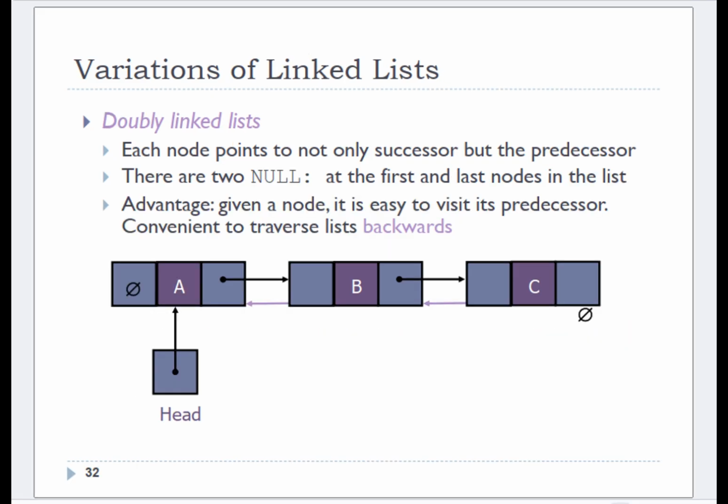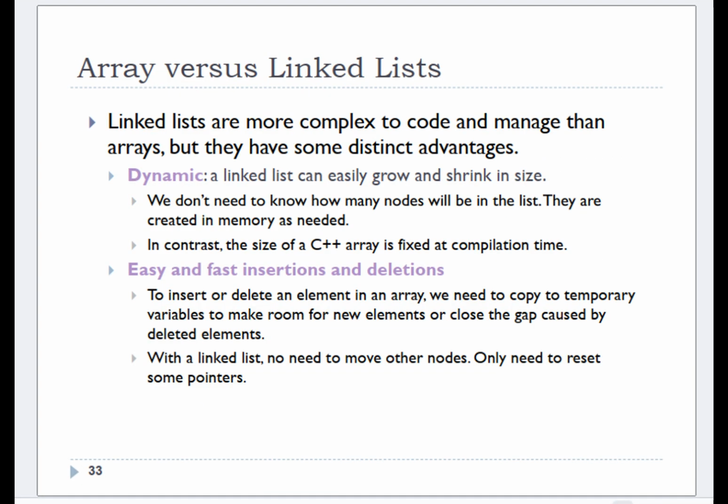31. Variations of linked lists. Doubly linked lists. Each node points to not only its successor but also its predecessor. There are two NULLs, at the first and last nodes in the list. Advantage: given a node, it is easy to visit its predecessor. Convenient to traverse lists backwards. 32. Array versus linked lists.